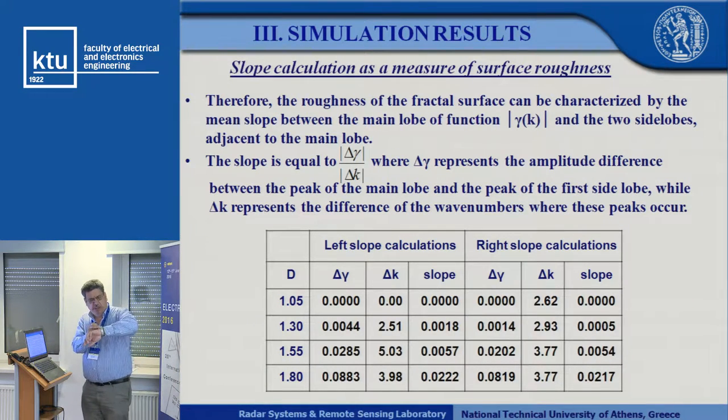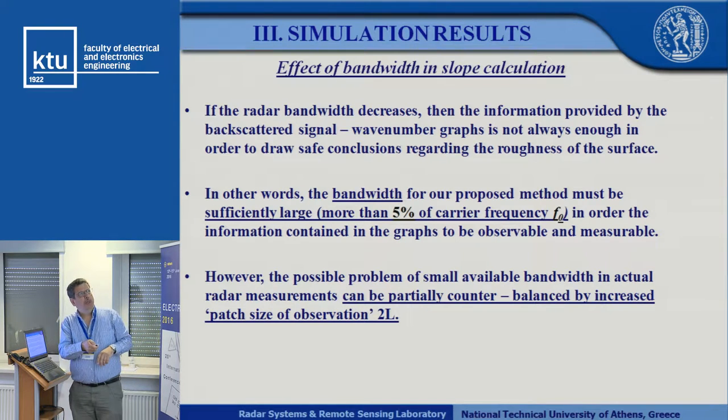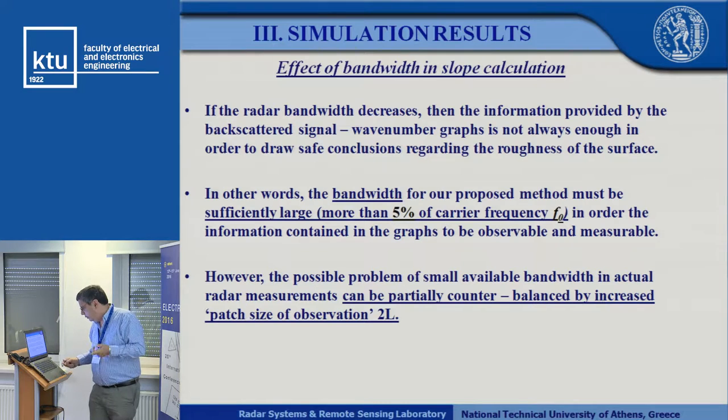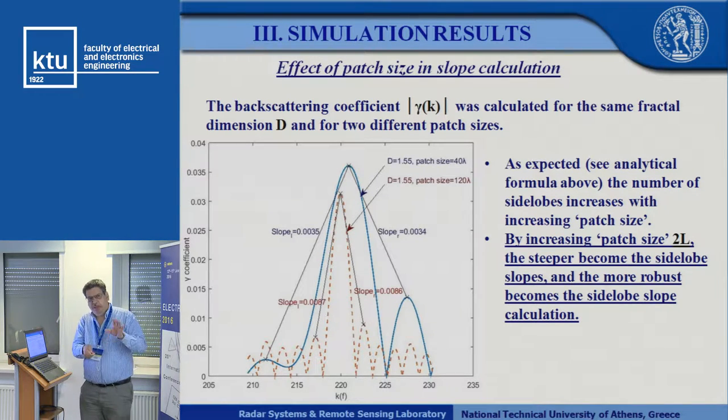Okay, since I don't have too much time, here are some slopes: the backscattering coefficient in the vertical axis, and the wave number in the horizontal axis. We should have enough bandwidth in our method, of course, at least 5% bandwidth of the carrier frequency, so that the method has enough information, as expected by physical intuition. There are many details on that. This is the influence of the patch size 2L, which is important, but I think the most important is the bandwidth, to my understanding.